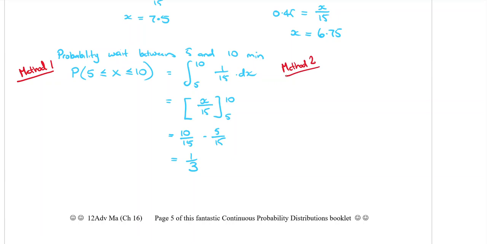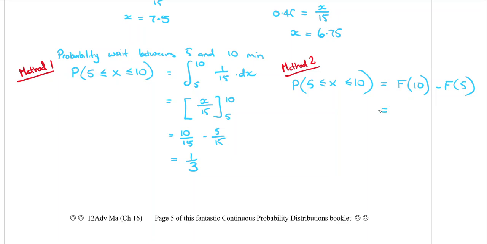For another option, same notation, I want the probability that he is waiting between 5 and 10 minutes. Instead of integrating it again, I already know what my cumulative distribution function is. So I could just sub straight into the capital F, F of 10 minus F of 5.